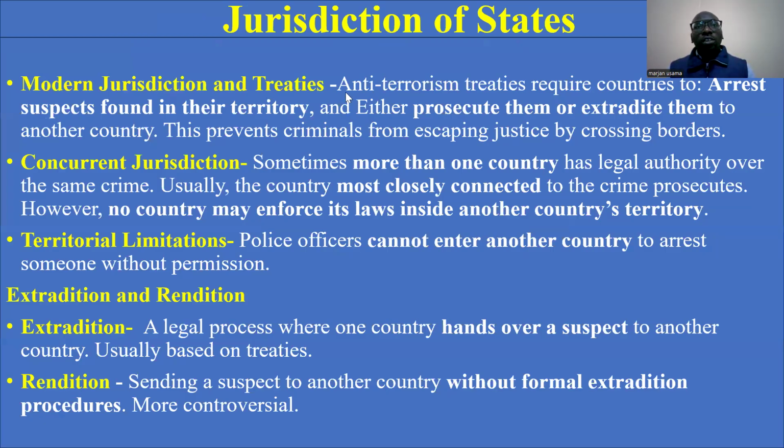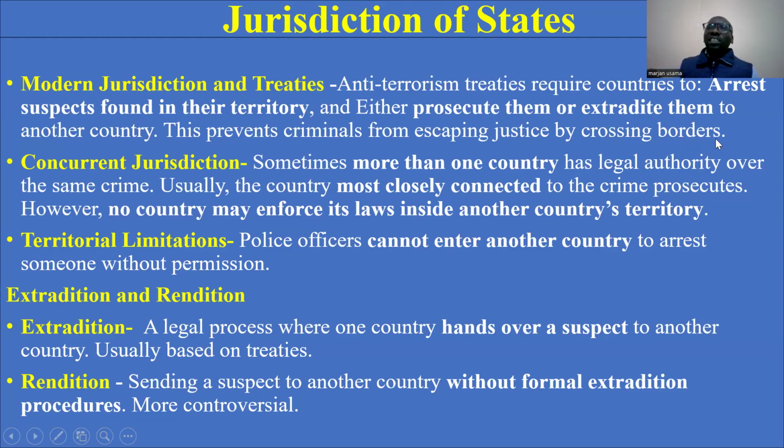So there is what is known as modern jurisdiction and treaties. So we have the anti-terrorism treaties, which require countries to arrest suspects found in their territory and either prosecute them or extradite them to another country. This prevents criminals from escaping justice by crossing borders.